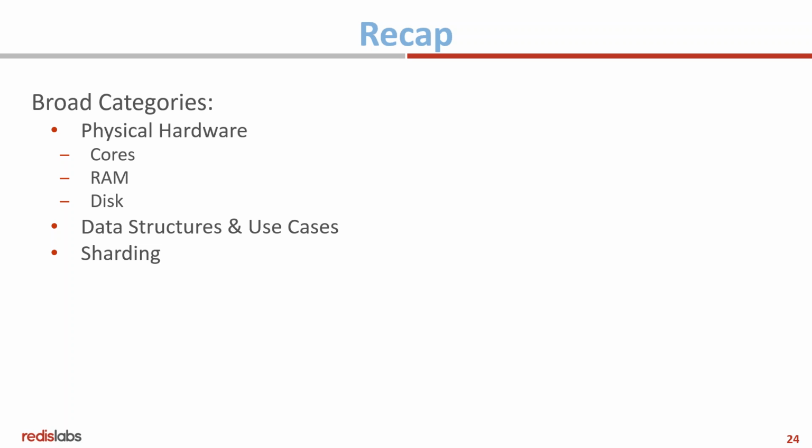Okay, so just a quick recap here. We discussed the different performance considerations that you need to have for Redis, right? If I have to categorize them into broad categories, I would categorize it this way: physical hardware, data structures and use cases, and sharding. Physical hardware includes the cores. So you need to consider the number of cores you have and how it translates to the number of shards and connections, so that the proxy has enough cores to work with.